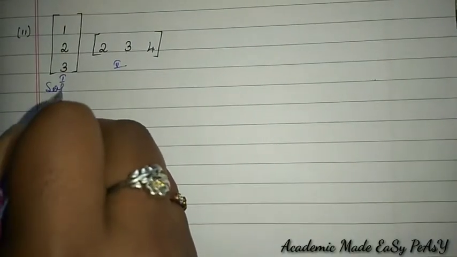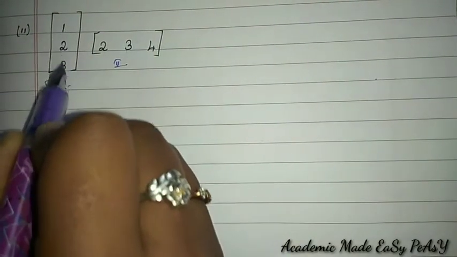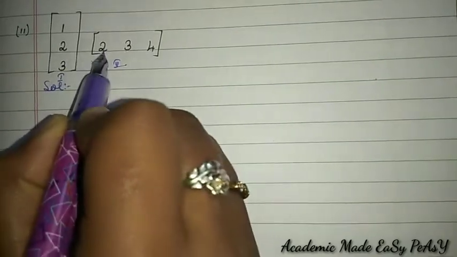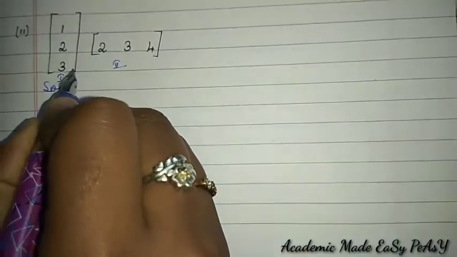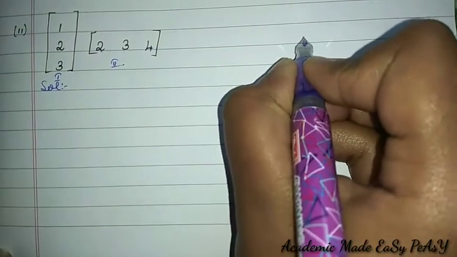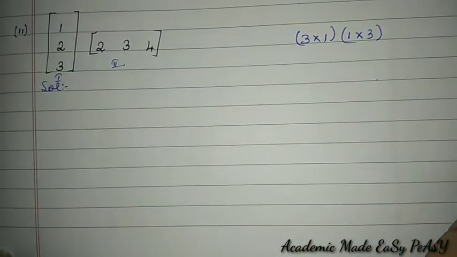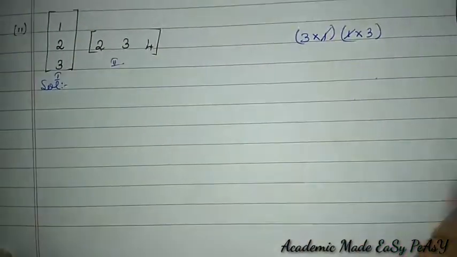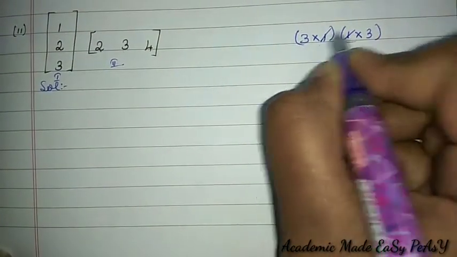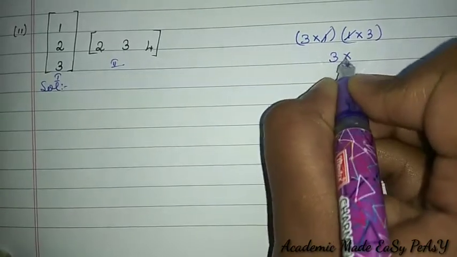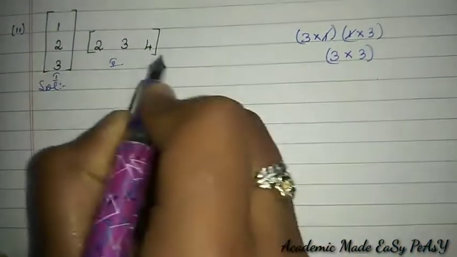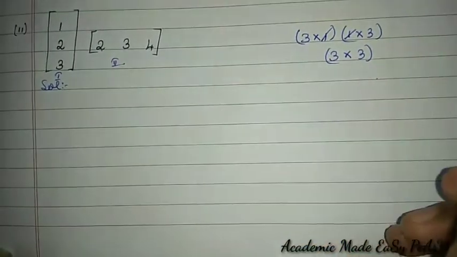Subdivision 2, I have two matrices, that is 1 and 2. The first one has 1 2 3 and the second has 2 3 4. So the first matrix has the order 3 by 1, and the second matrix has the order 1 by 3. So how will I find my order? Cancelling out the elements that are inside, together. So at last I will have 3 by 3. So after multiplying, it becomes a 3 by 3 matrix.